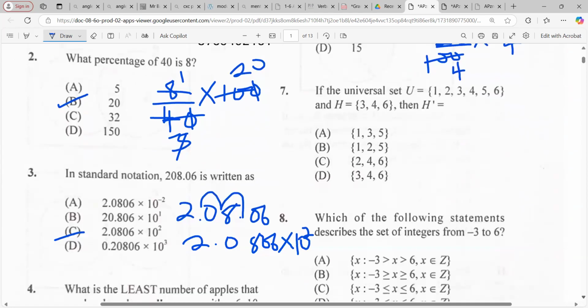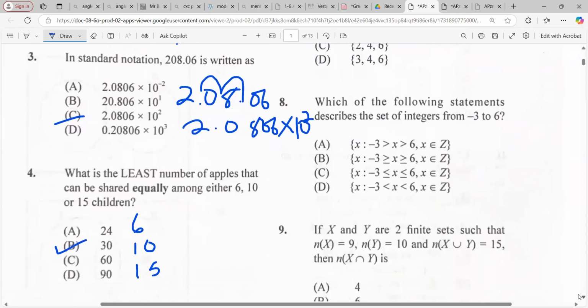If the universal set U is equal to 1, 2, 3, 4, 5, 6, and H is a subset, which is 3, 4, 6, then H complement means, so are we looking for the ones that are not in H? All right, so we have 3 in H, so take out that. We have 4 in H, and then we have 6. So the complement would be those not in H. So it would have been 1, 2, 5, and of course, that would have been B.